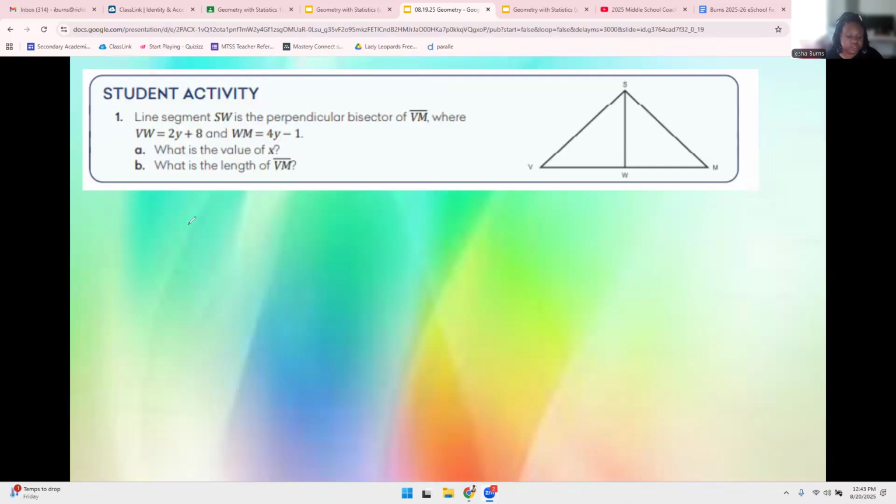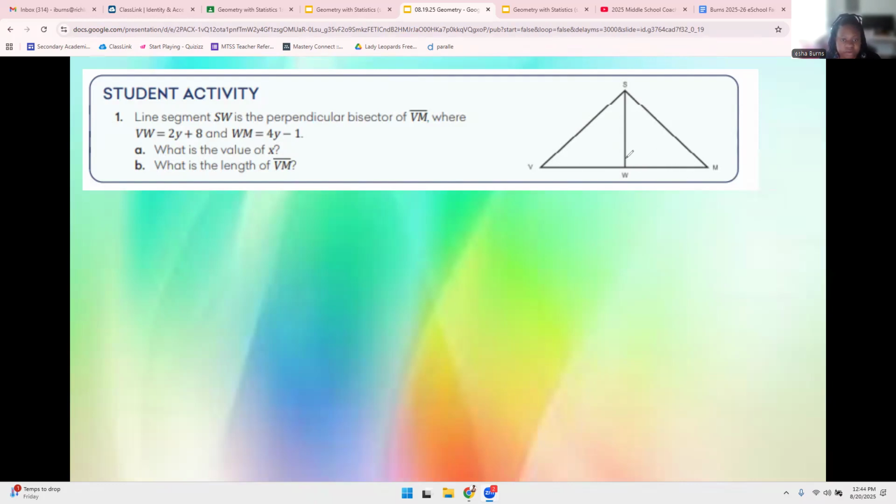Hey, I'm going to go over some of the assignments, some of the problems we did on the 19th. These are in regards to perpendicular bisectors. All right, so here we go. Perpendicular bisector. SW is a perpendicular bisector of segment VM.